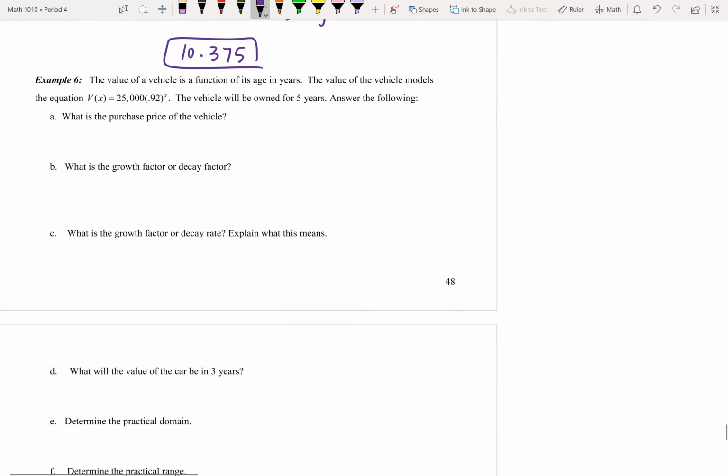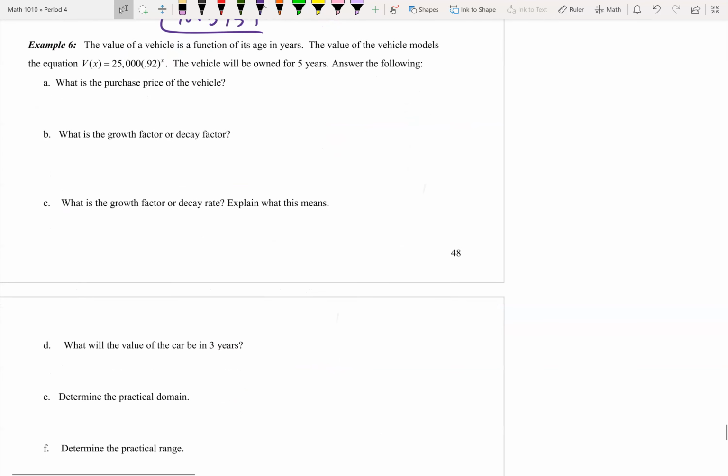Okay, great. Example 6. The value of a car is a function of the age it is in years. The value of the vehicle models this equation. The vehicle will be owned for only 5 years. Answer the following questions. The first thing I want you to do, guys, is write x equals, y equals. So x stands for the number of years. The y stands for the value.